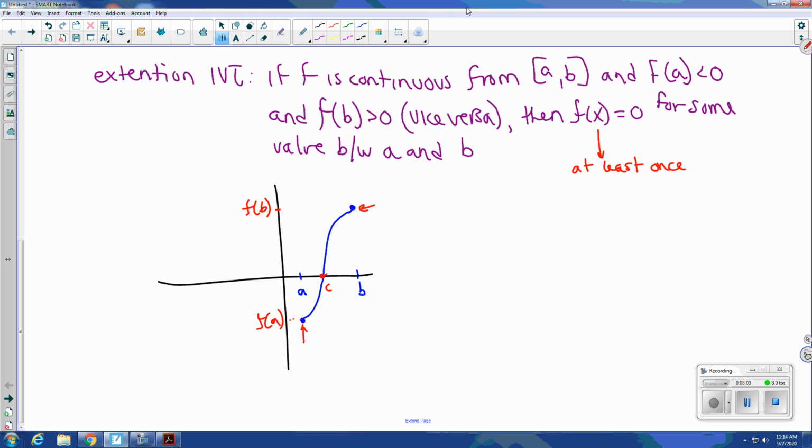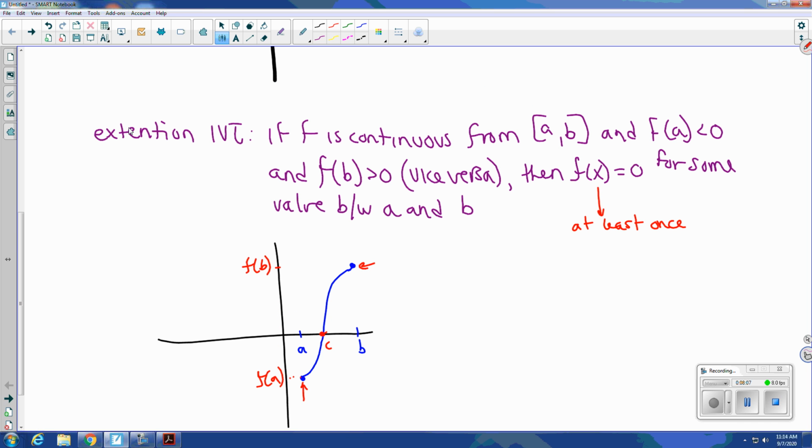And to get used to the intermediate value theorem, we'll do plenty of examples, but that is its definition, or the theorem itself, I should say, and an explanation for it.